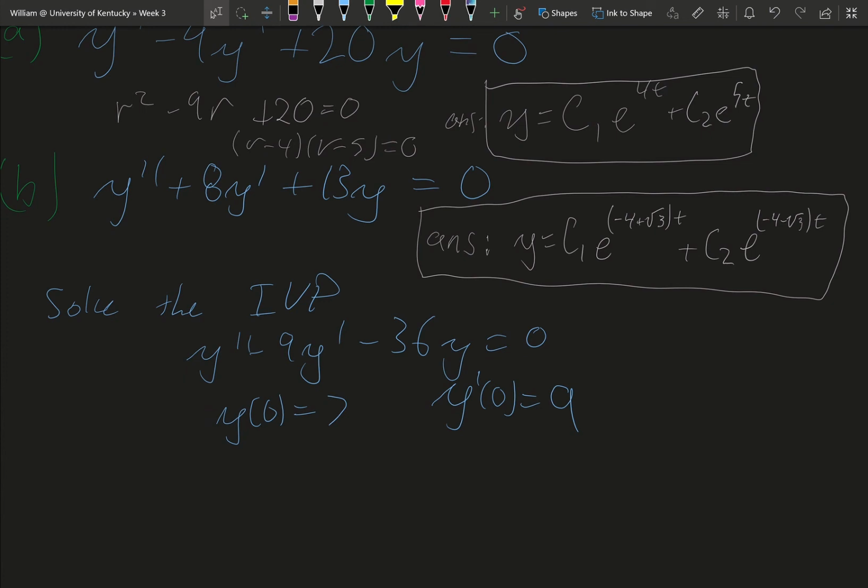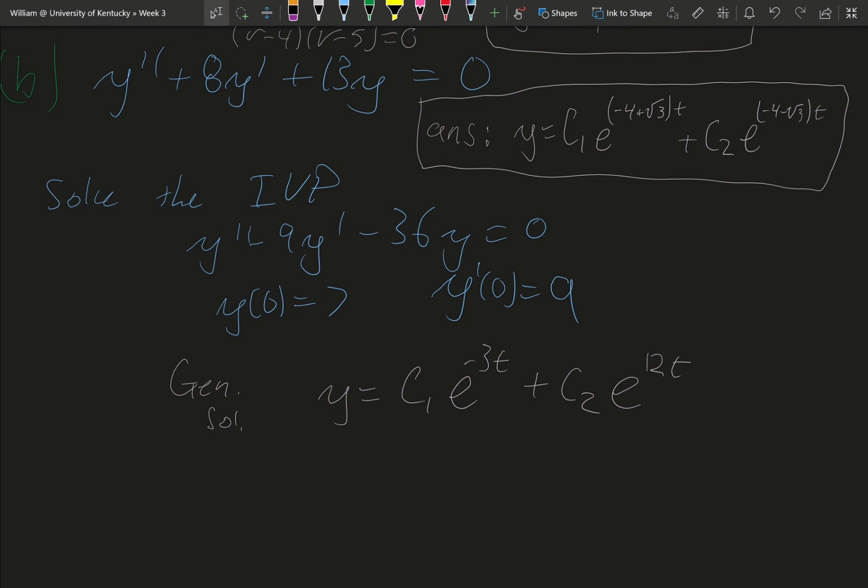And then here, you should have gotten as your general solution y equals c1 e to the negative 3t plus c2 e to the positive 12t. And the particular solution that solves the IVP should be 5 e to the negative 3t plus 2 e to the 12t.